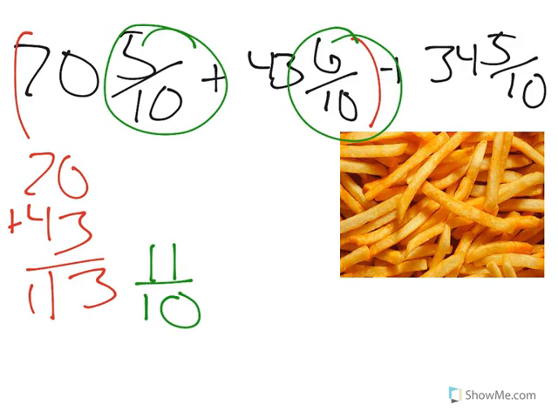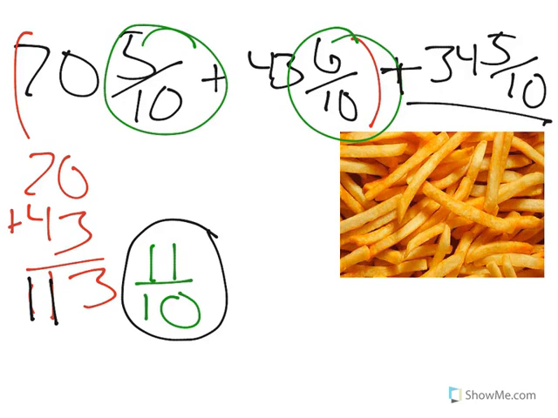This is where your child can do one of two things. One, that is a plus right there. One, they can go ahead. So I have 113 and 11 tenths. I can change this 11 tenths from an improper fraction to a mixed number, or I can just go ahead and add that first.